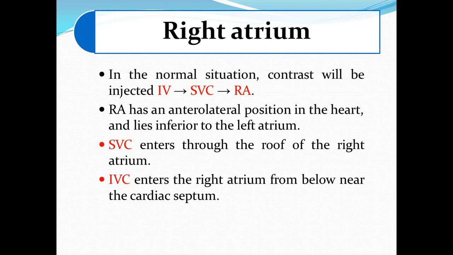So the first chamber that we will evaluate here is the right atrium, because it's the first chamber receiving the contrast agent. The right atrium has an anterolateral position in the heart and lies inferior to the left atrium. It has the entrance of the superior vena cava superiorly at the roof and the inferior vena cava inferiorly.